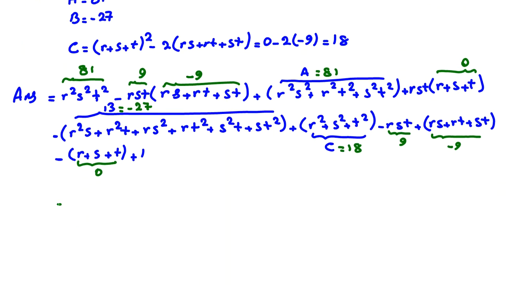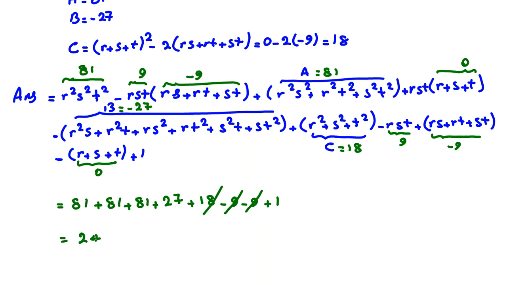Okay, so here let's calculate: 81 minus 9 times negative 9 is 81 again. The next one is 81. The next one is 0. The next one, negative 27 plus 27 plus 18 minus 9 minus 9 minus 0 plus 1. So minus 9 and 18 will be cancelled. 3 times 81 is 243, plus 27 plus 1. 243 plus 27 is 270, plus 1, 271. So the answer is this.